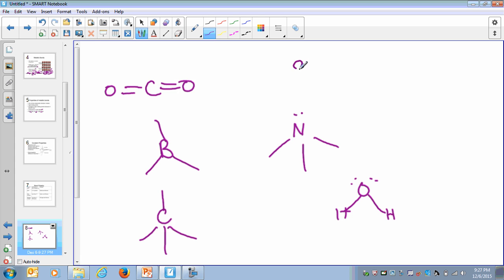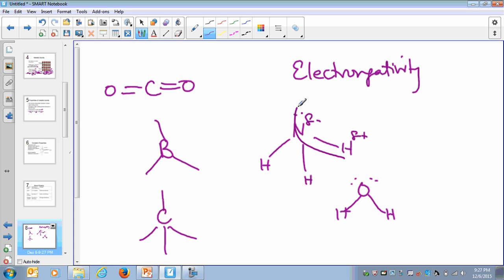We also talked about electronegativity. So by electronegativity, you can discuss the bond polarity. For example, the bond between nitrogen and hydrogen. The bond is going to be polar because electronegativity of nitrogen is much more than the electronegativity of hydrogen. So the bond is polar. But today we will talk about the molecular polarity.